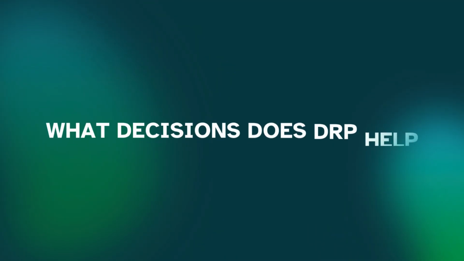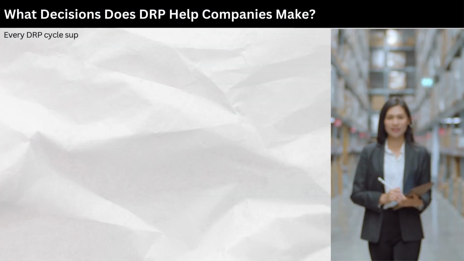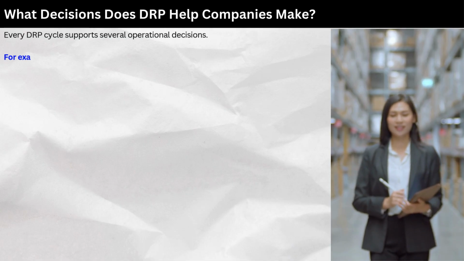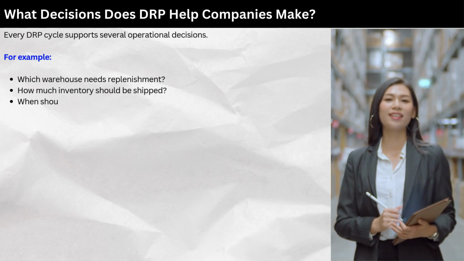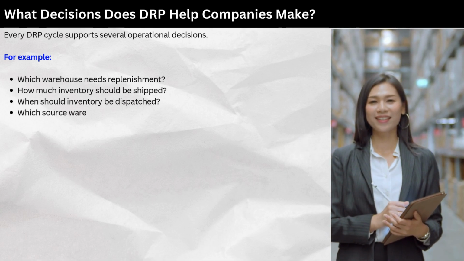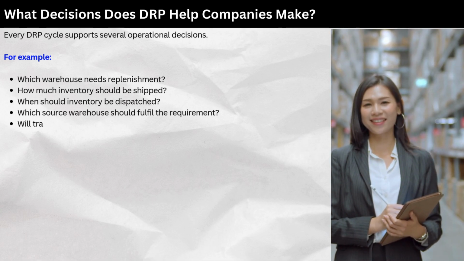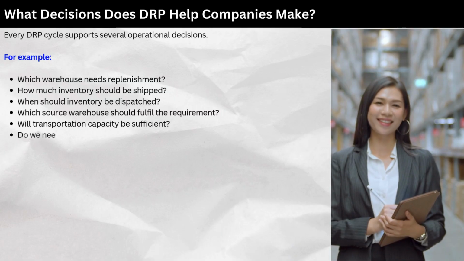What decisions does DRP help companies make? Every DRP cycle supports several operational decisions. For example, which warehouse needs replenishment? How much inventory should be shipped? When should inventory be dispatched? Which source warehouse should fulfill the requirement? Will transportation capacity be sufficient?